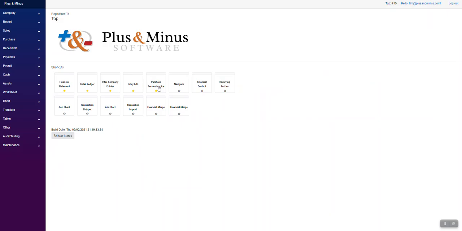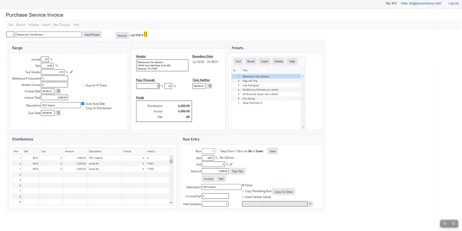We've got a tax advisory services invoice of $6,000. Top is purchasing tax advisory services and wants to expense $1,000 to top, $2,000 to company number 1, and $3,000 to company number 2. Let's go to the purchase service invoice writer, and here we'll see the $6,000 payable to the tax advisory service. Row 1, which is $1,000, has an intercompany sub of 0.